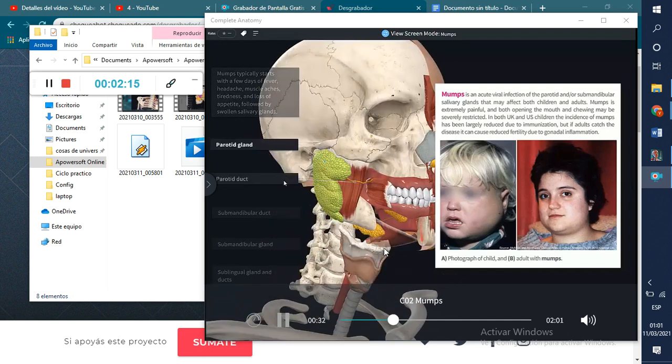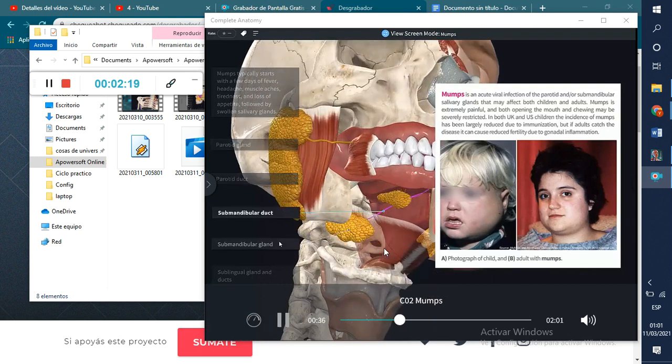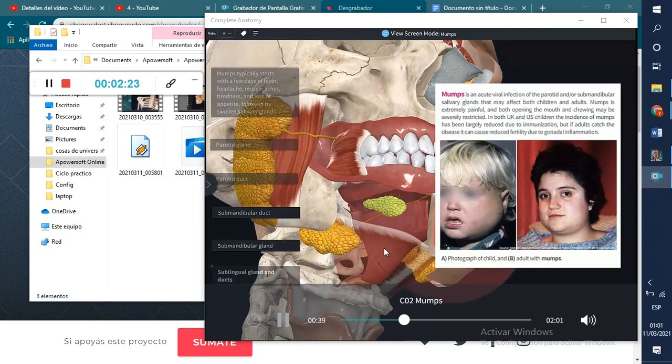Here's your parotid gland, there's the parotid duct, here's the submandibular duct, and the submandibular gland, and the sublingual gland and ducts. So mumps is really, really painful, and so opening your mouth is going to be severely restricted. You can see here this individual and this one here, they have big swollen cheeks. That must be very, very painful. This is an adult, this is a child here.